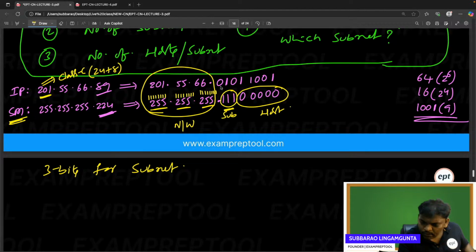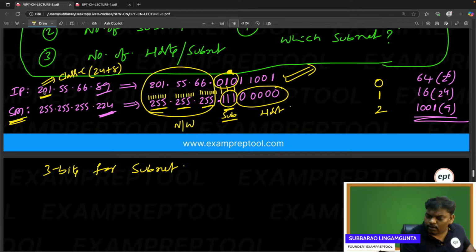Corresponding position, wherever in the subnet area, ones are there. Corresponding these positions, remember everyone. Your IP belongs to subnet number 2. So subnet number 0, subnet number 1, subnet number 2. So your IP belongs to the third subnet. Please be careful: number 2 means third subnet.